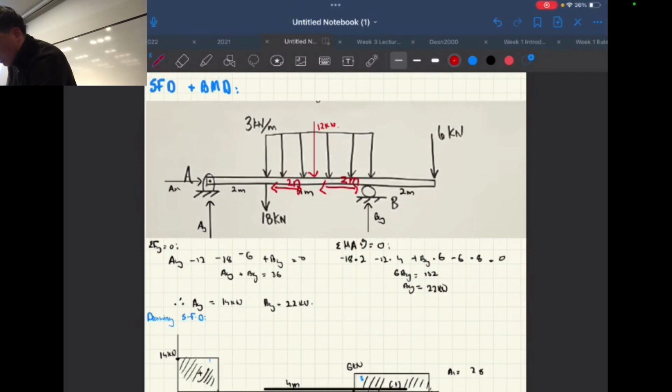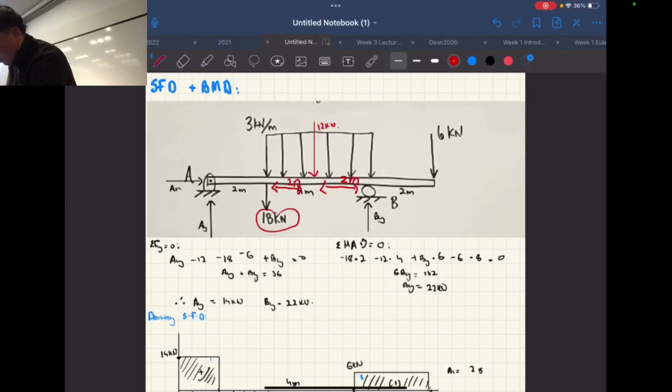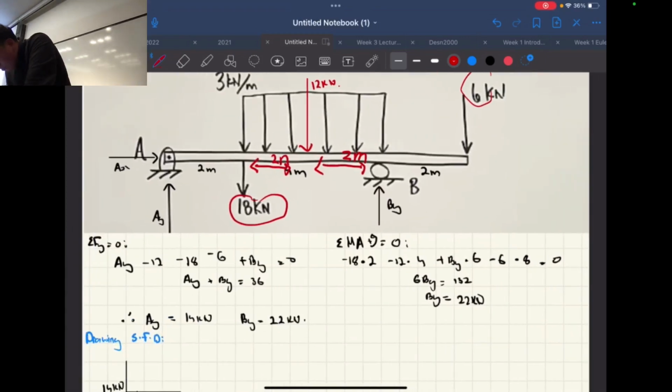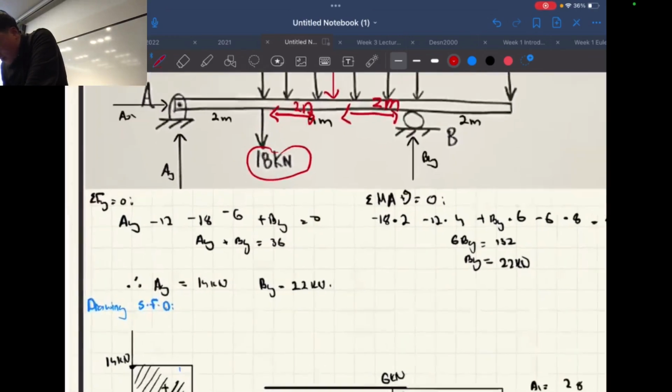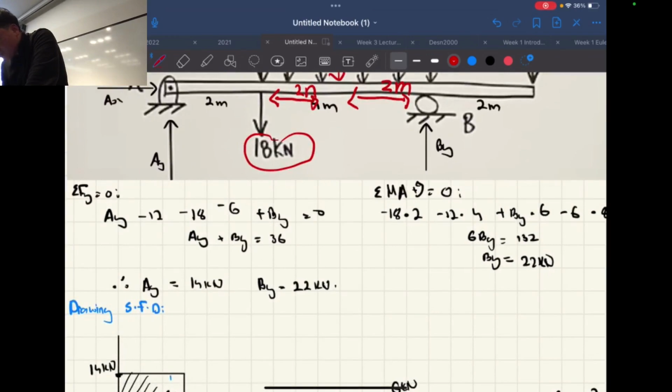Now we can solve the sum of moments. We've got 18 kilonewtons acting downwards, causing clockwise movement, so that's negative: negative 18 times 2. 12 kilonewtons acting down, again causing clockwise, so negative 12 times 4. Plus By, anti-clockwise so we add it, By times 6. And here is a clockwise rotation, so negative 6 times 8. Simplifying, 6By equals 132 and By equals 22 kilonewtons. Therefore, Ay equals 14 kilonewtons and By equals 22 kilonewtons.